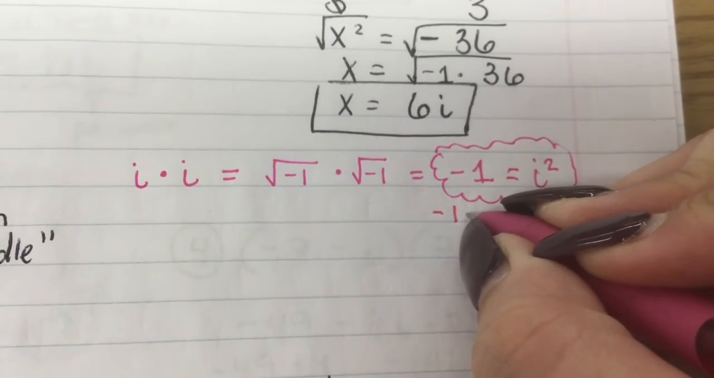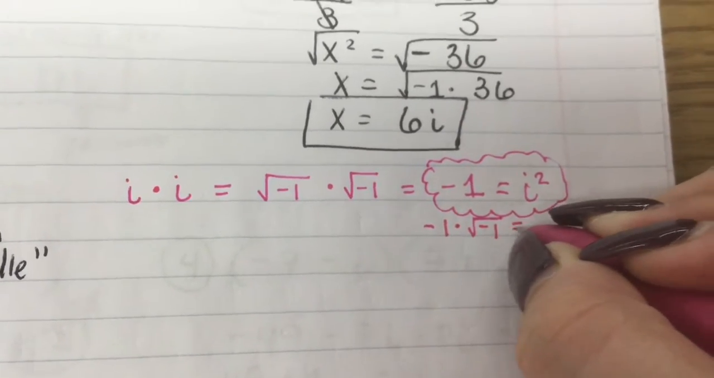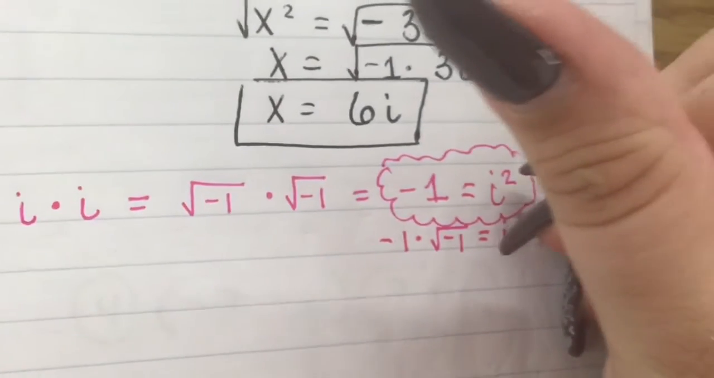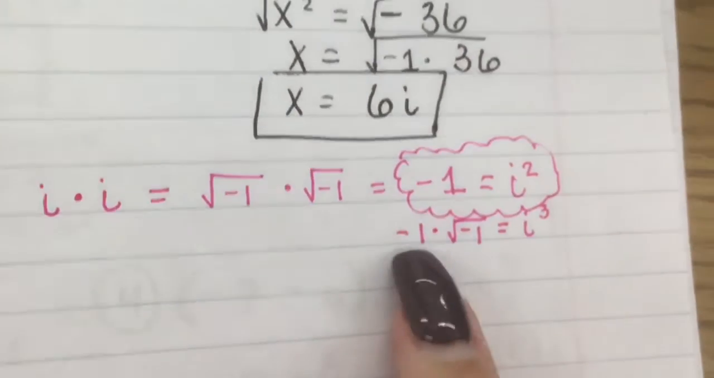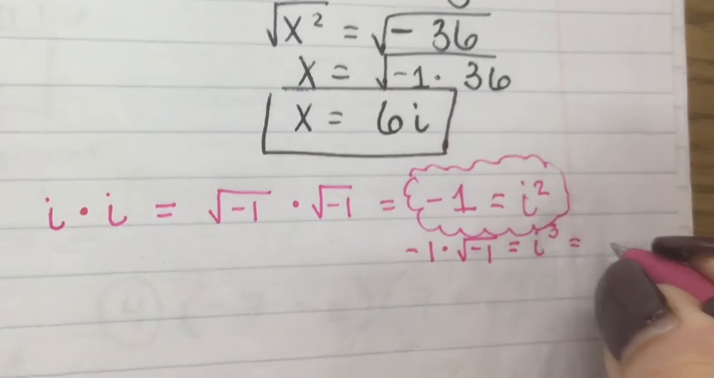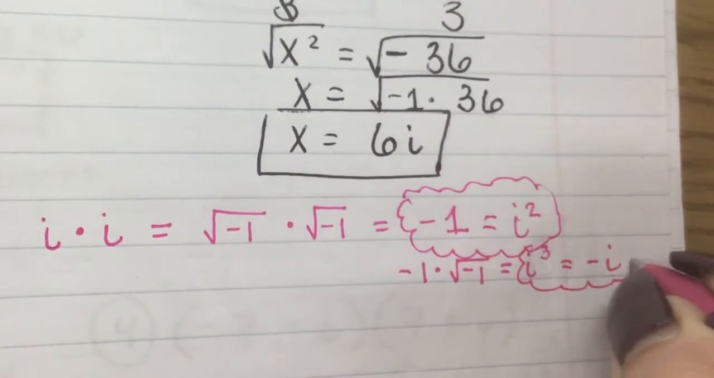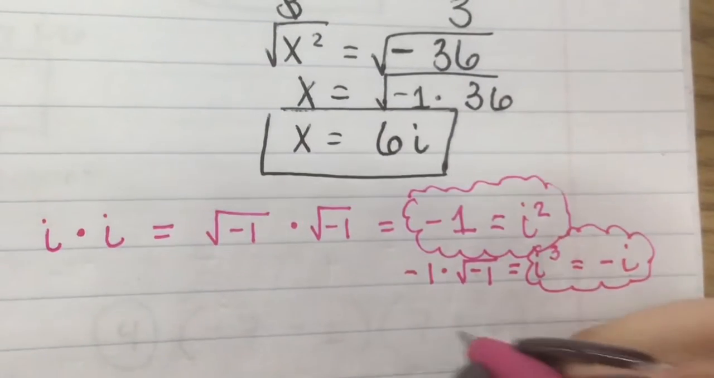So let's multiply this i squared times another i. So negative 1 times another square root of negative 1. So this is i to the third. And this i to the third simplifies to give us negative i, because negative 1 times the square root of negative 1 is just negative i.